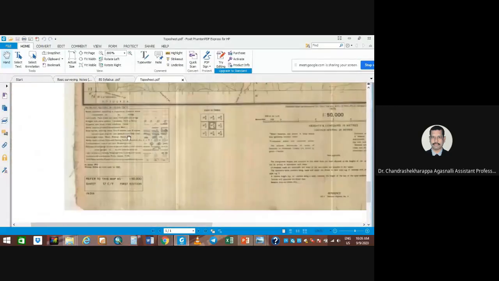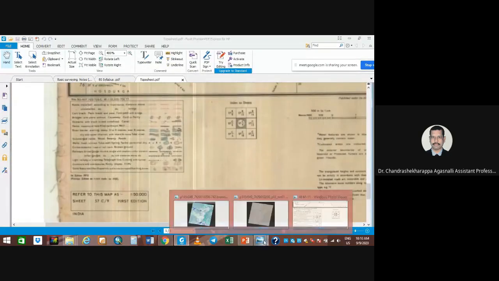Zoom out means it can become this one. I think this should be the better one. All right? Is it, Mohan? This is a little more visible than that.